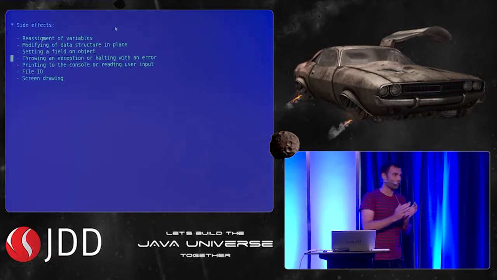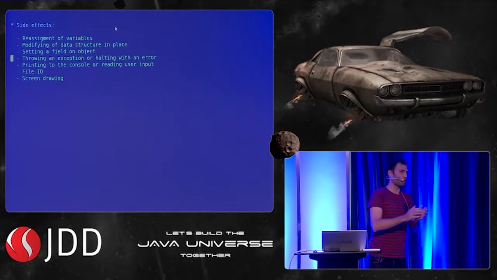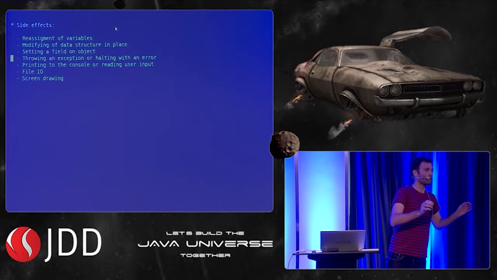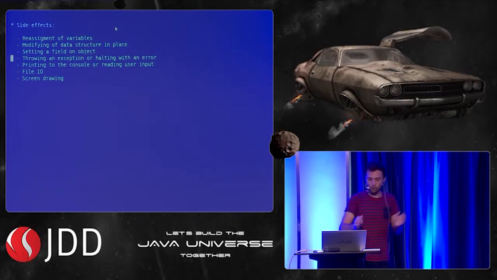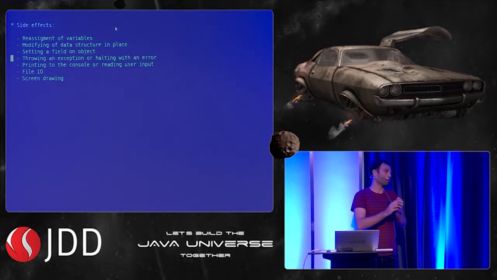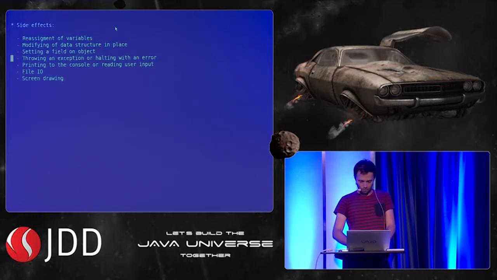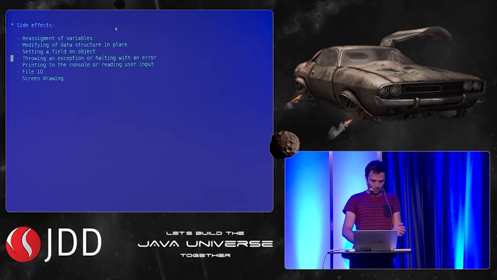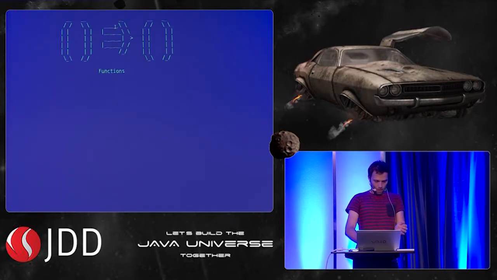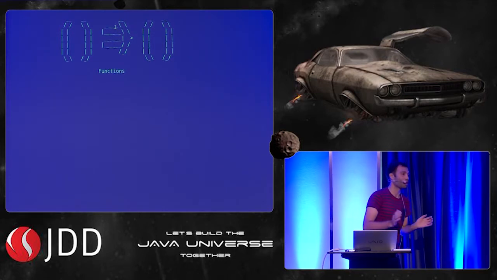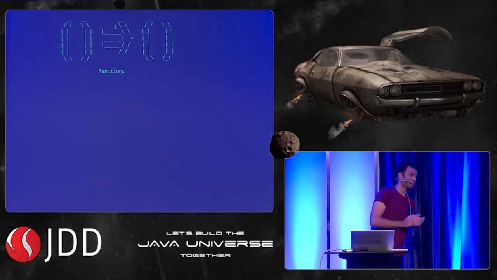So the idea is to separate these things, put them on the outside of the program, and have a pure functional core of the program. So that's the basics. Now we'll get to functions, which are also called lambdas in Java.